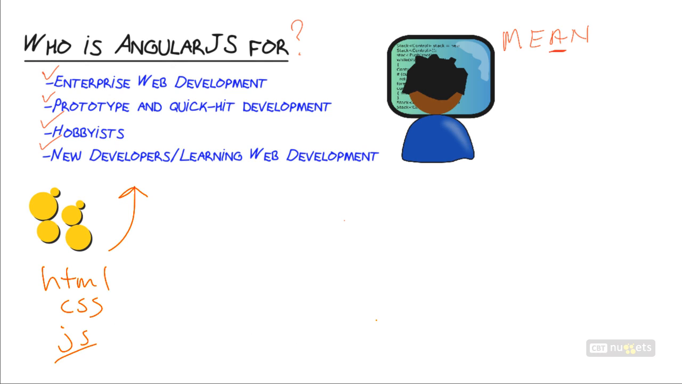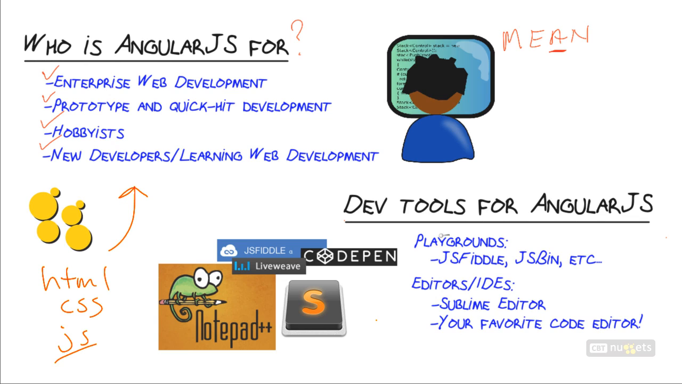Now, as far as development tools go that you'll need to follow along in this video series, I'm going to make that as easy on you as possible. I'm going to do the majority of my work in a playground called JS Fiddle. If you're not familiar with JS Fiddle, don't worry about it. It's just a web browser utility that lets you punch in code and see the output right away. There's a lot of different playgrounds out there. You can use whichever one you're happiest with.